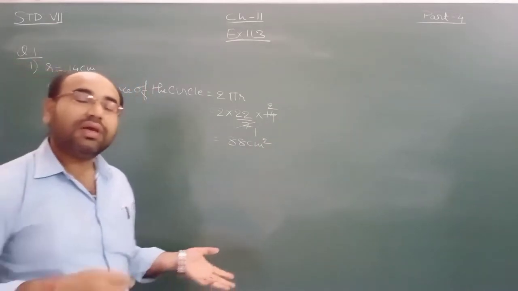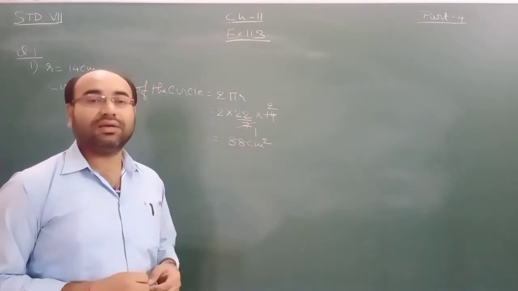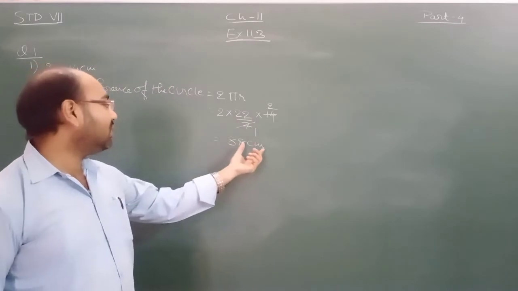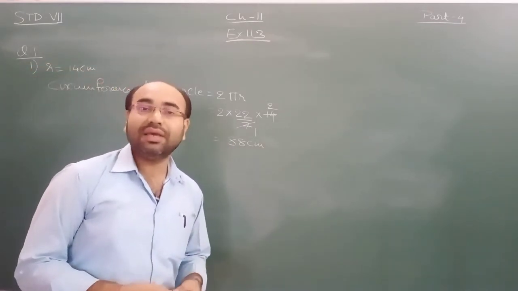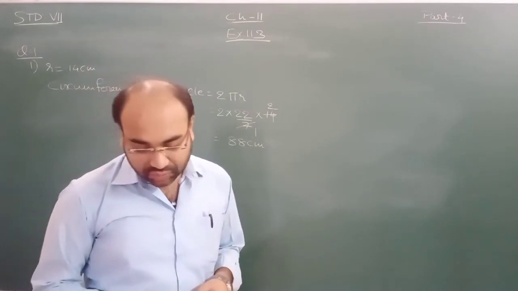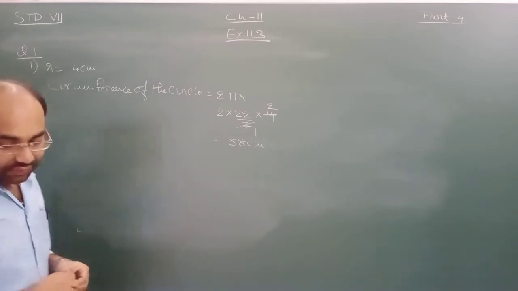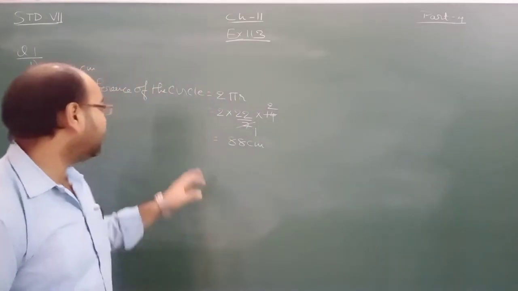As we used to put square units in the area of a square and rectangle, so in area it is square units, but here it is circumference. So circumference will come as only centimeter. When we find out the area, it will be centimeter square. So now I have done the first one. The second and third you can do the same way.